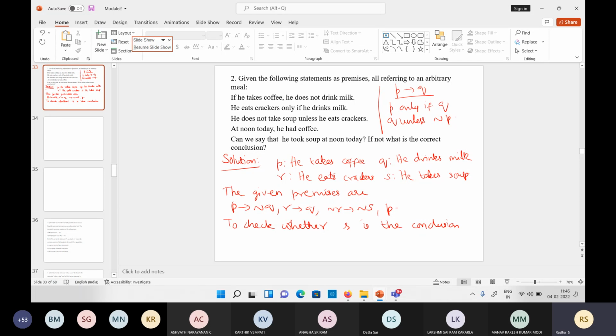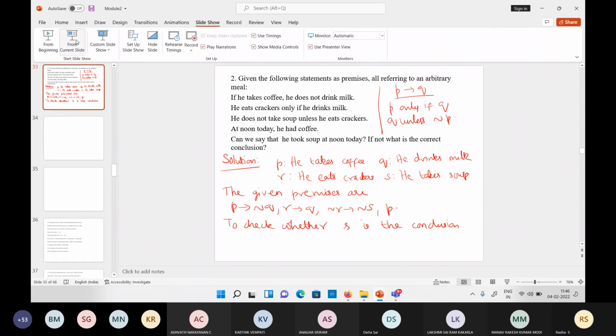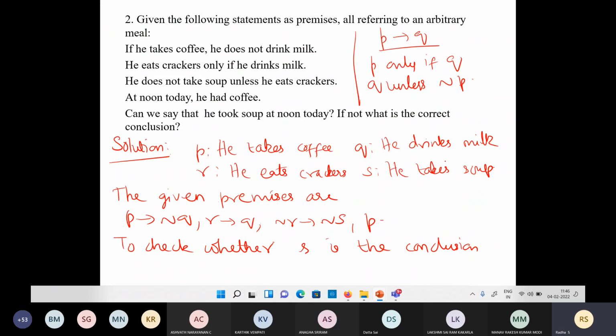Q unless not P. Whenever you find such a type of sentence, you have to assume that as P tends to Q. Q unless not P. That means, see here, this is Q unless this is not P. That format is there. Hello? Can you all hear me? So what you have to write should be written as P tends to Q.